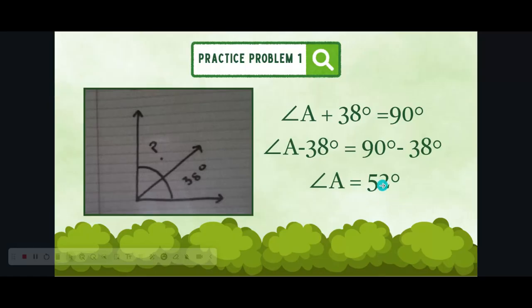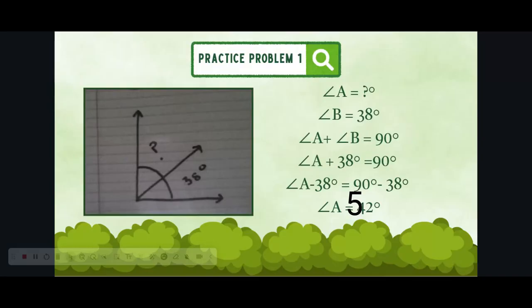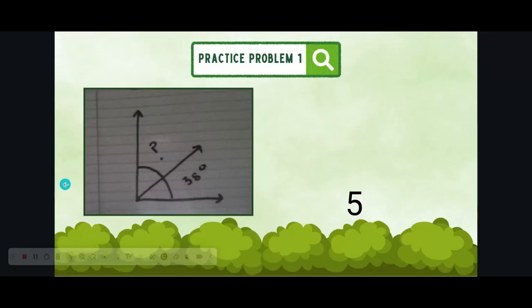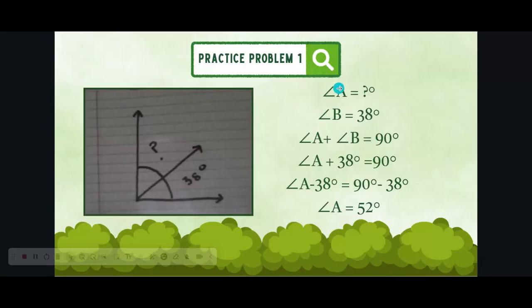And we can check that by checking our work. 42 plus 38 equals 80. 52 plus 38 equals 90. So once again, angle A is question mark degrees, angle B is 38 degrees. Angle A plus angle B is 90 degrees, and angle A plus 38 degrees equals 90 degrees. Angle A minus 38 degrees equals 90 degrees minus 38 degrees. So angle A equals 52 degrees.